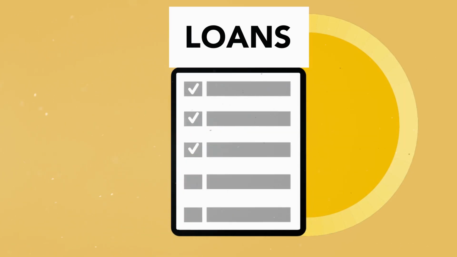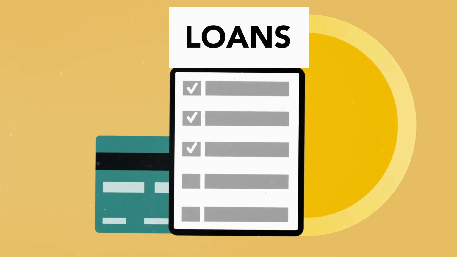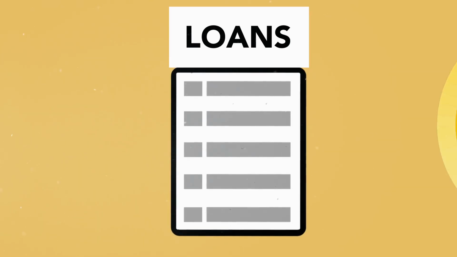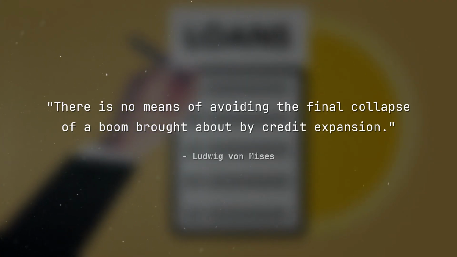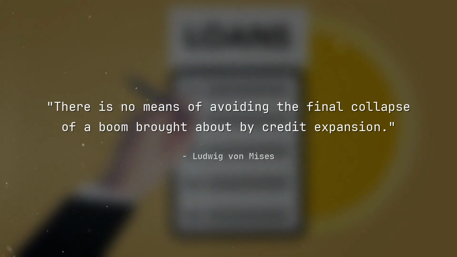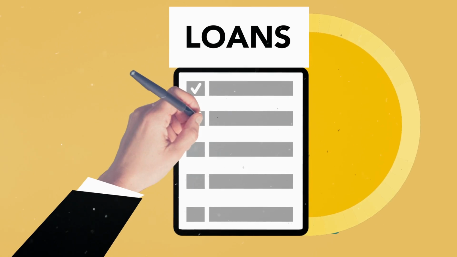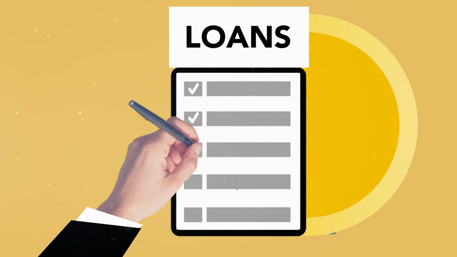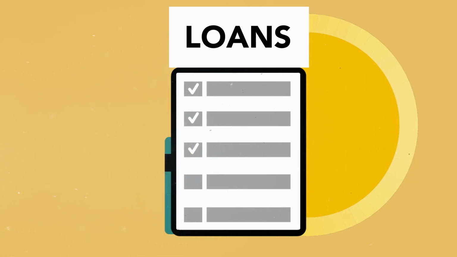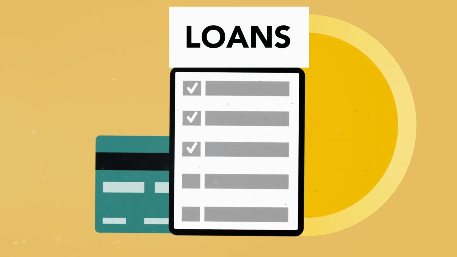Look at the historical record. Rome in the 3rd century, France before the Revolution, Britain after the World Wars. Ludwig von Mises warned us decades ago, there is no means of avoiding the final collapse of a boom brought about by credit expansion. But governments never listen. Because when debt becomes unmanageable, they always reach for the same tool, the most dangerous weapon in any government's arsenal.